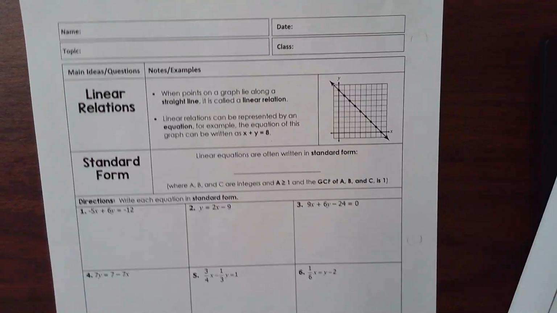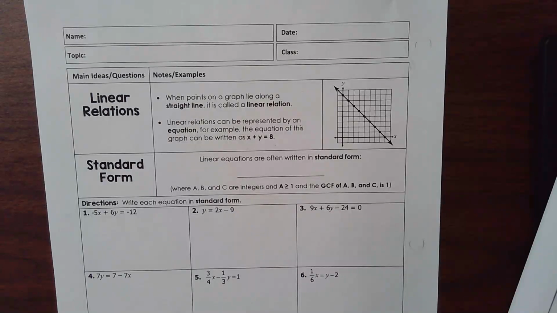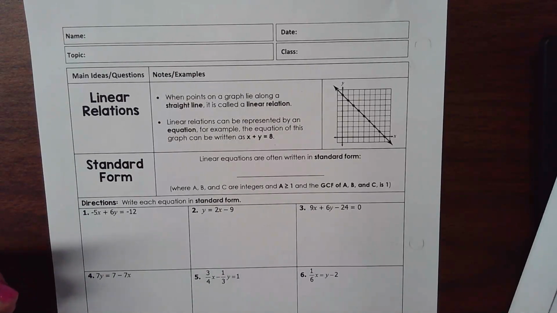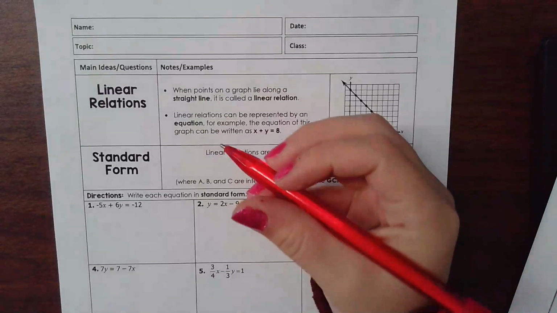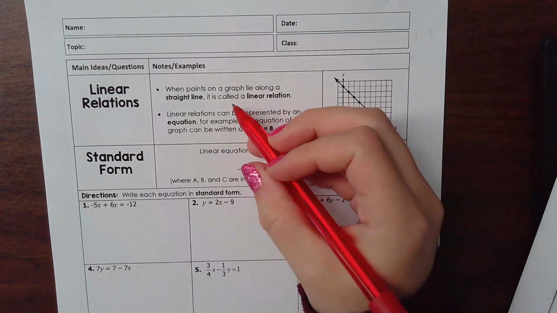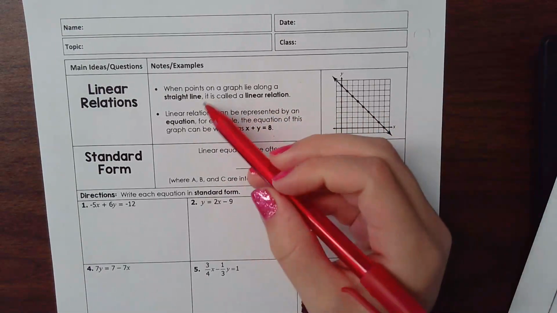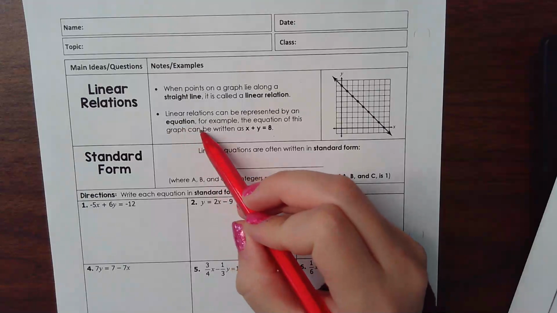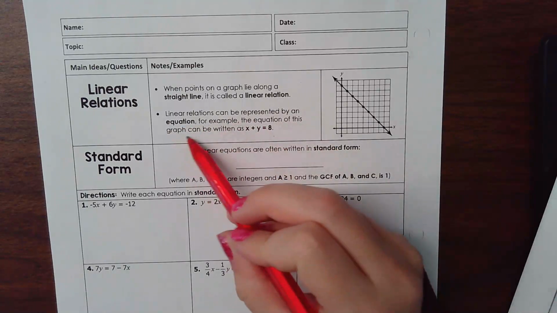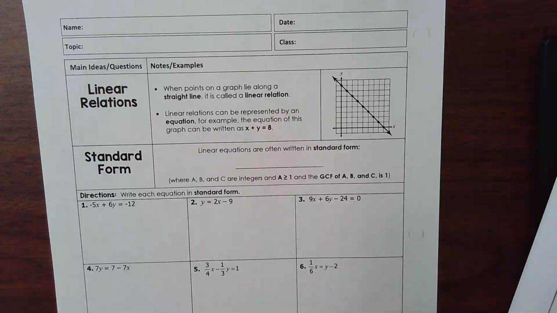Okay, you guys, so now we're moving on with functions, and we're going to use slope-intercept form and standard form, but let's review, because we're working with straight lines. When points on a graph lie across a straight line, it's called a linear relation. Linear relations can be expressed by an equation. For example, the equation of this graph could be written as x plus y equals 8.